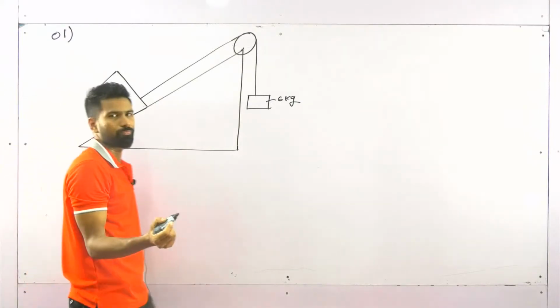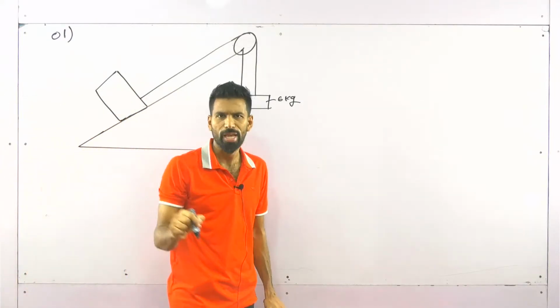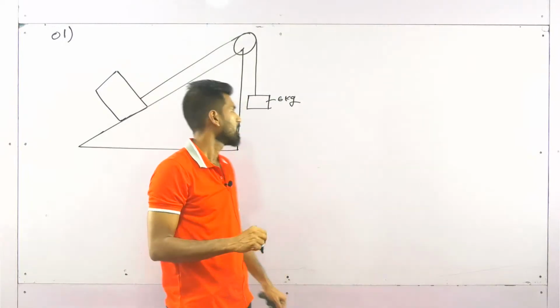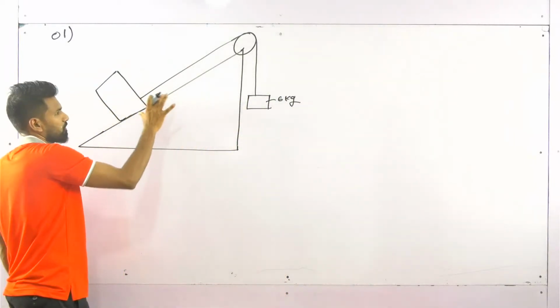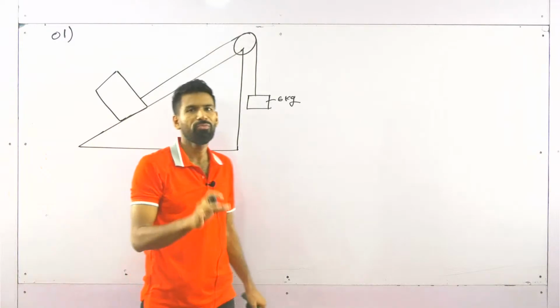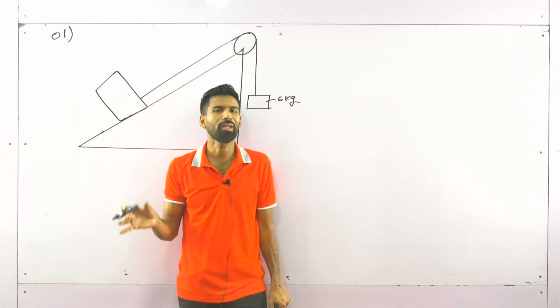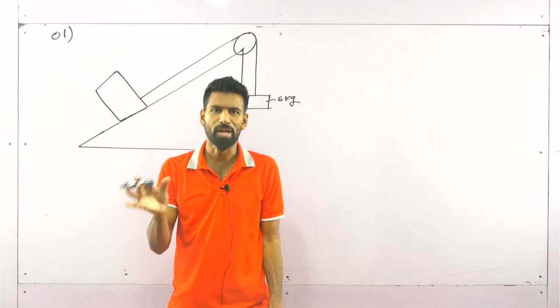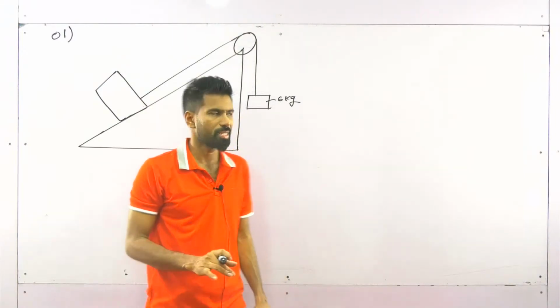First, let's draw the external forces acting on this system. A free body diagram means that you have to mark all the external forces acting on the objects that you consider.